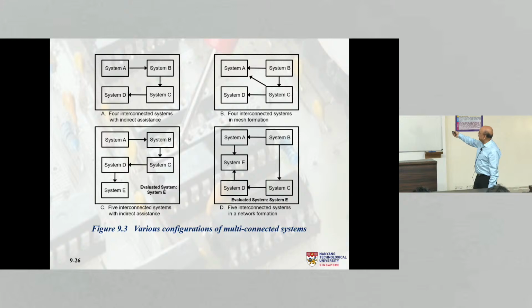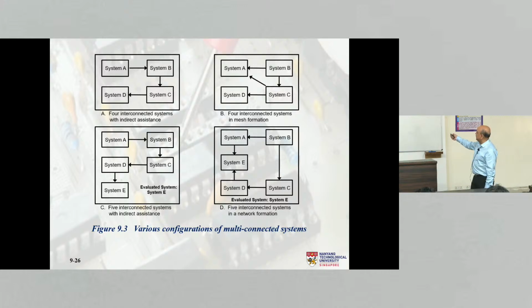Or 4 interconnected systems in a mesh formation. So C can also assist A. So that's a new variation here as opposed to this one. C is also able to assist A. That's a possible thing. And finally, for 5 systems where the evaluated system I am considering as system E. So E is the one that we want to consider, how much help it can get from the neighboring systems. So A to B to C to D to E. It's the same sort of indirect assistance, right?